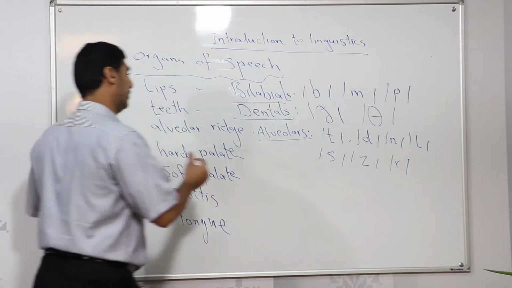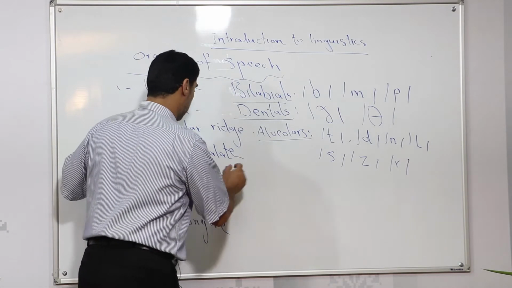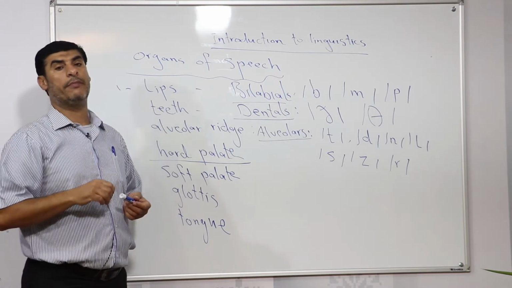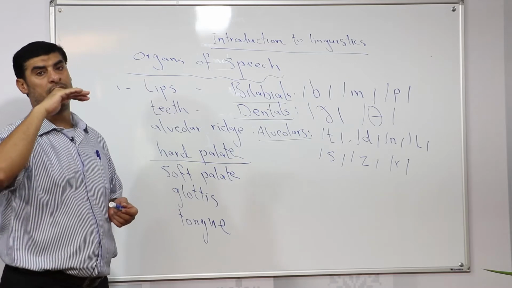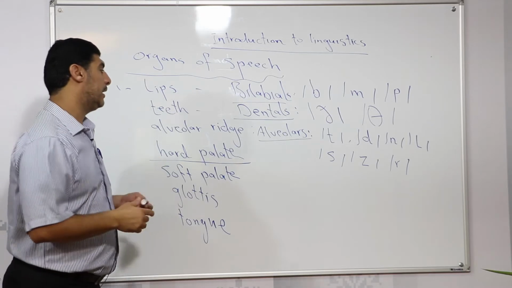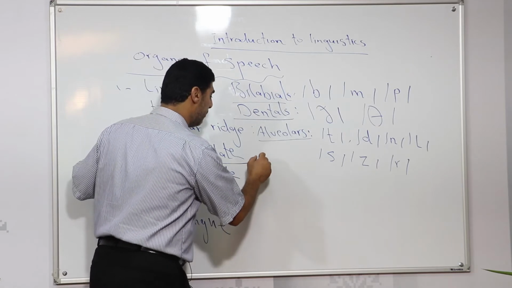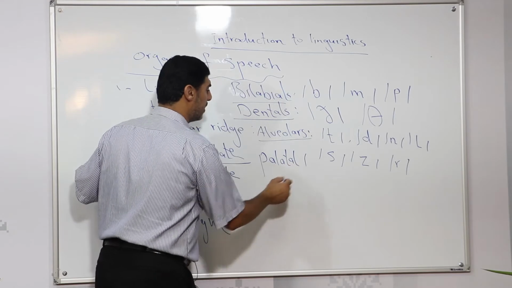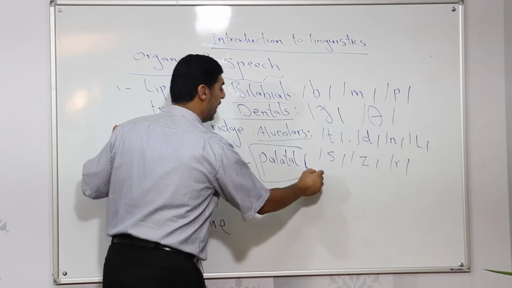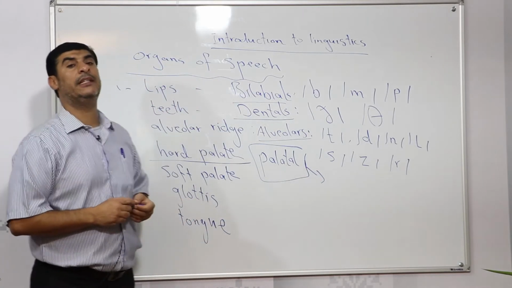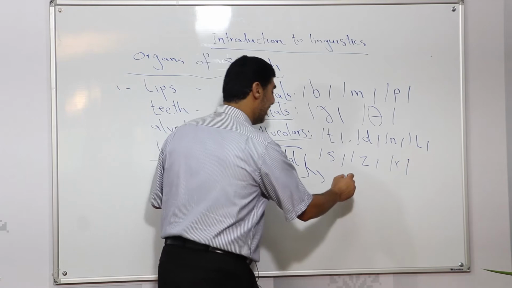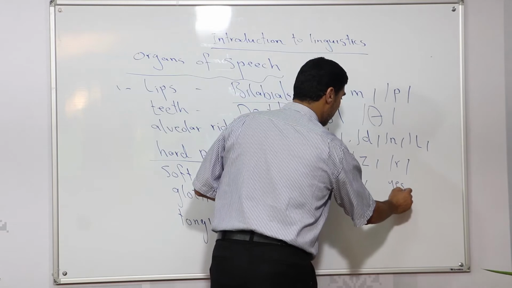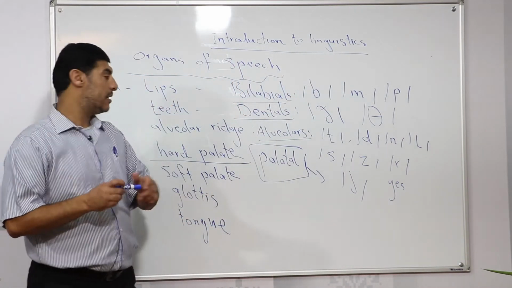Then we have the hard palate. The hard palate is the bone structure in your mouth. It's the upper bone structure in your mouth. When I say ya, we have a palatal sound. Palatal sounds. Remember this. How many palatal sounds do we have in English? We have ya. This is ya, in the word yes.